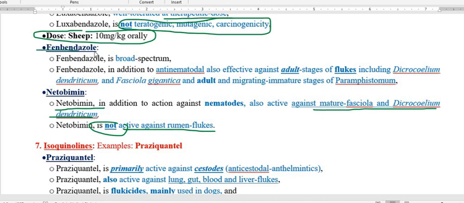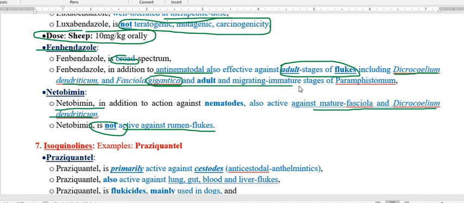Regarding fenbendazole, it is a broad spectrum drug, also acting against roundworms as an antinematodal, and also against adult fluke, which includes Dicrocoelium dendriticum and Fasciola gigantica. Very important, Fasciola gigantica, this species, and the adult and migrating immature intestinal fluke, that is Paramphistomum. So this is a very good choice also, fenbendazole. This is all about the benzimidazoles and probenzimidazole groups.